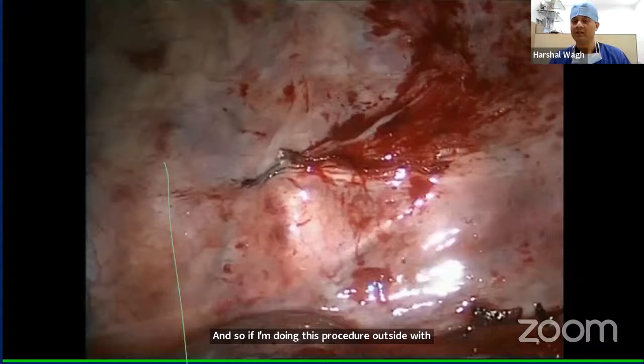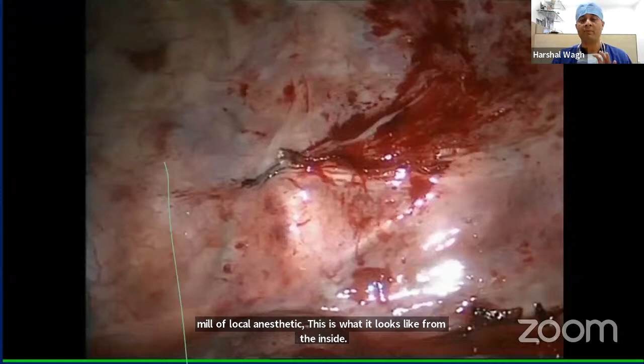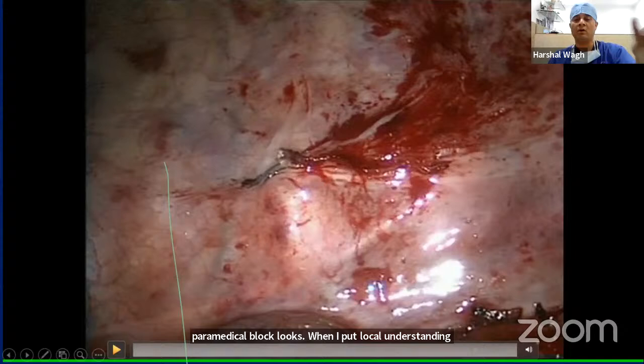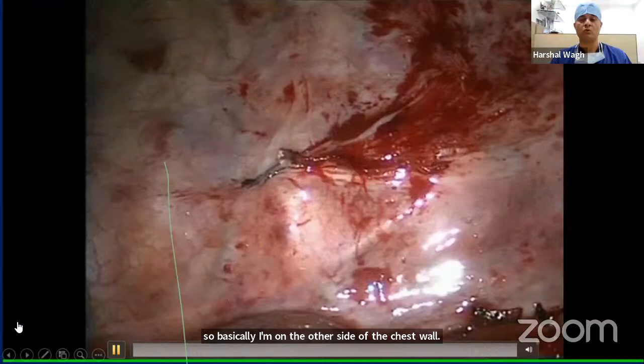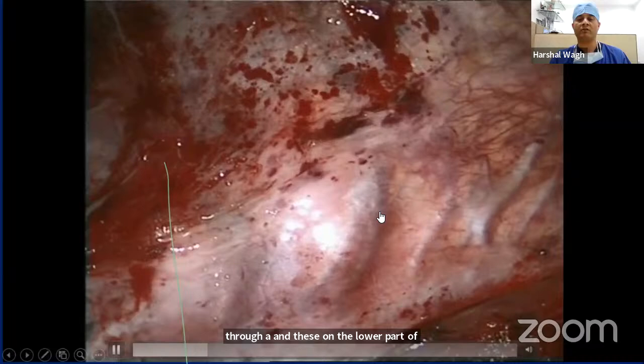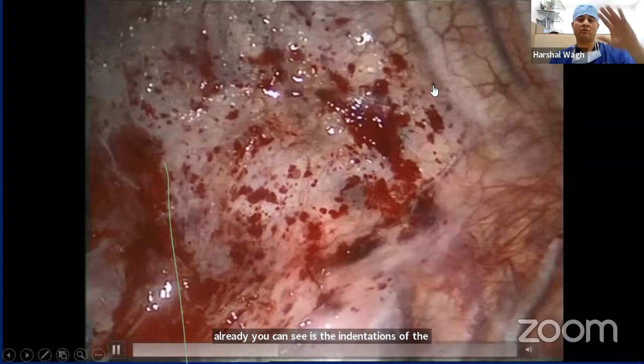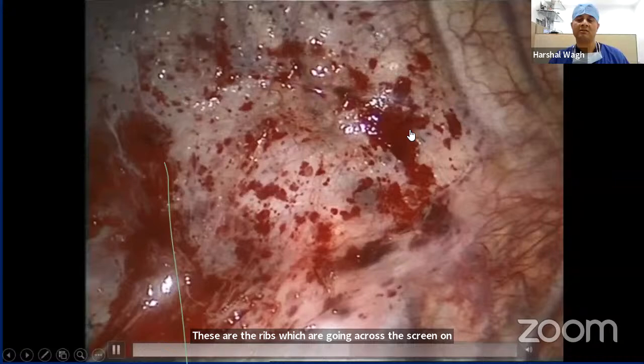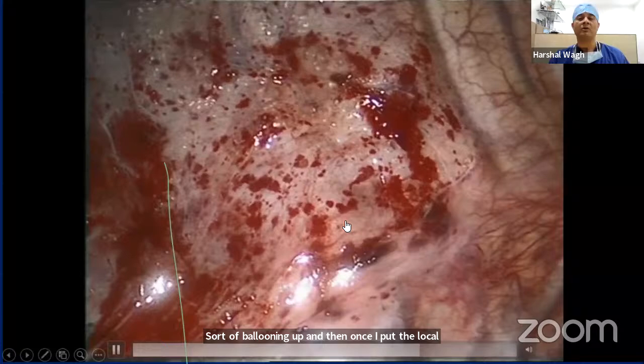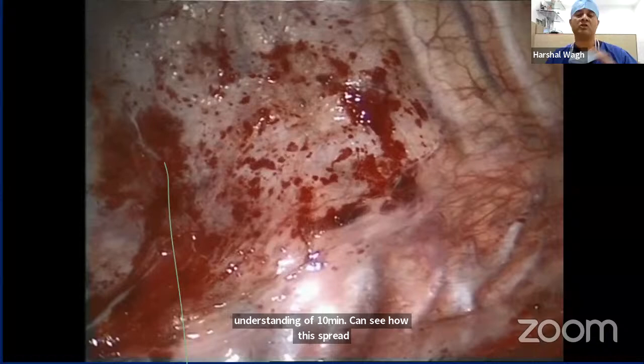So we have tried to collect a video of how a thoracic paravertebral block looks when I put local anesthetic, so basically I'm on the other side of the chest wall. This is the surgeon looking at the inside of the chest through a thoracoscope. On the lower part of the screen you can see the indentations of the transverse processes. The lung is deflated down below. These are the ribs which are going across the top of the screen. I first pushed a test dose, so you can see this pleura sort of ballooning up. And then once I put the local anesthetic of 10 mils, you can see how the spread happens. The spread happens in the area of least resistance. So you will find a little bit of local anesthetic going towards the rib.